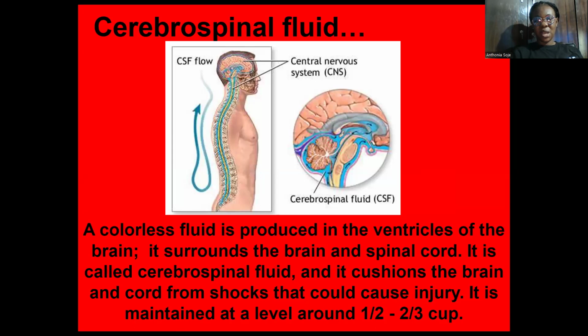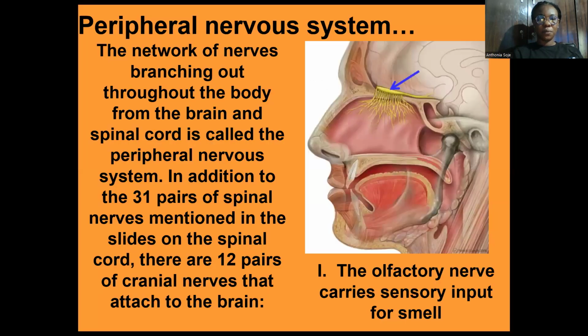So it's maintained at a level of around half to 2/3 of a cup. That's the volume. A measuring cup in this case, that's what I mean by a cup.